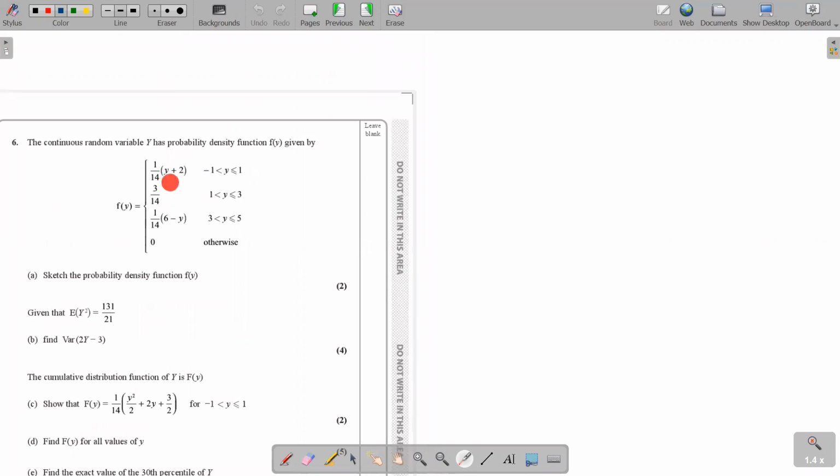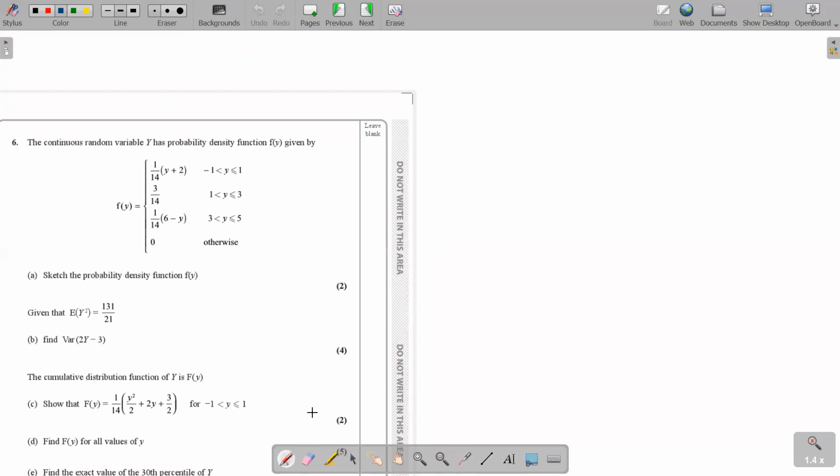I think you can see the first one, 1 over 14 times y plus 2, is a straight line, isn't it? 3 over 14 is also a horizontal line. Straight line, but horizontal. 1 over 14 times 6 minus y is also a straight line. So basically to draw a straight line, all you need is the 2 coordinates. So we can get the starting point and the ending point.